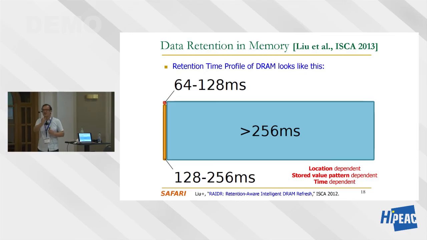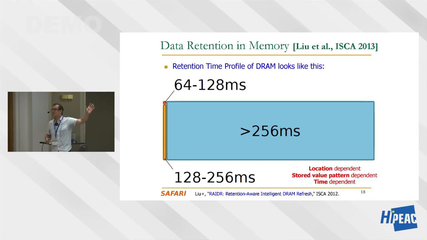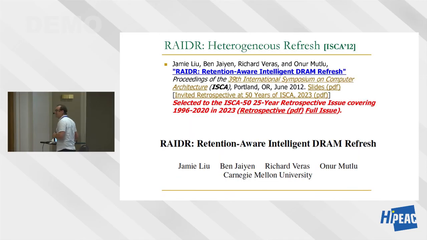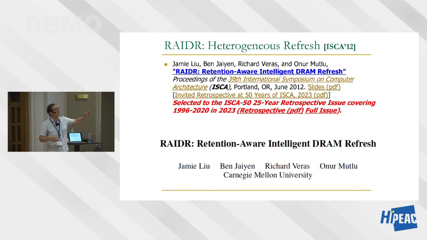And I've already mentioned this also. This is just to jog your memory. Basically, we wanted to get rid of refresh, which is one of the scaling problems in DRAM. And it's also very bad for energy and performance and quality of service. And we tried. These are the papers that we wrote initially in 2012.